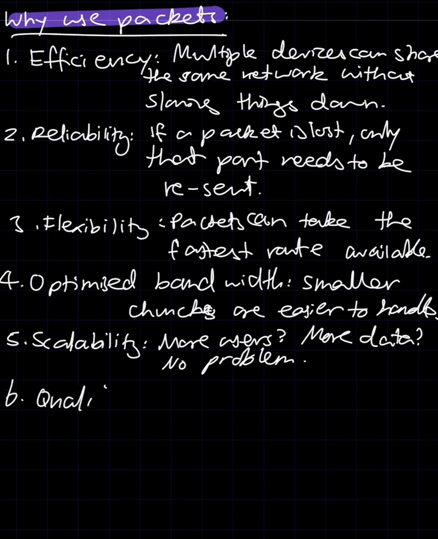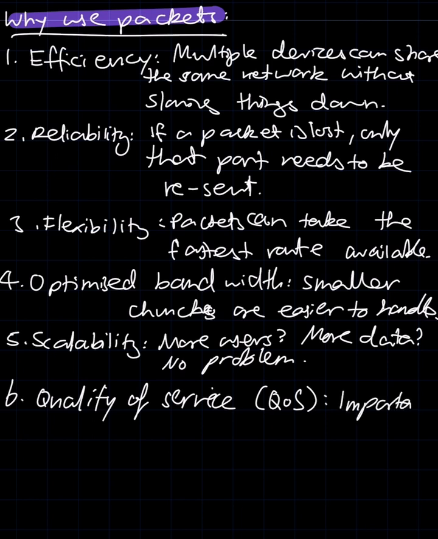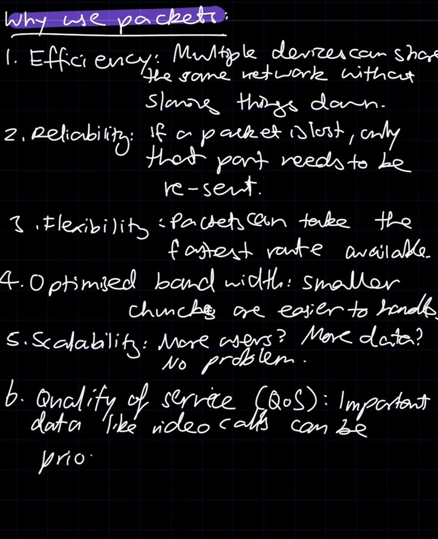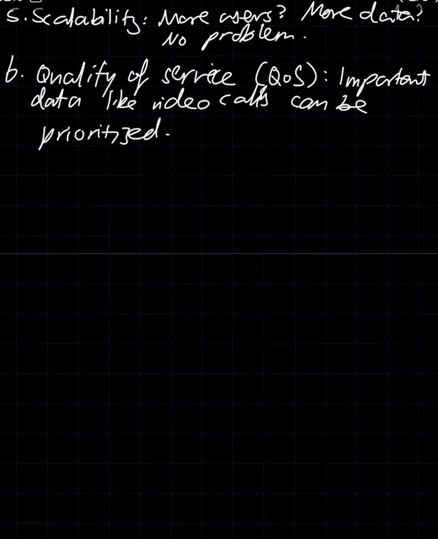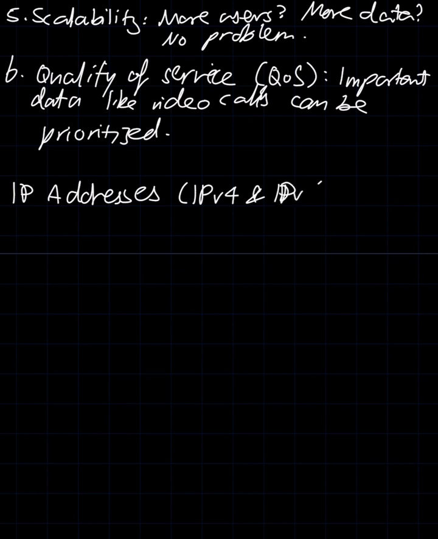Number six, the quality of service. Important data like video calls can be prioritized. Next, we will look at IP addresses, including IPv4 and IPv6.